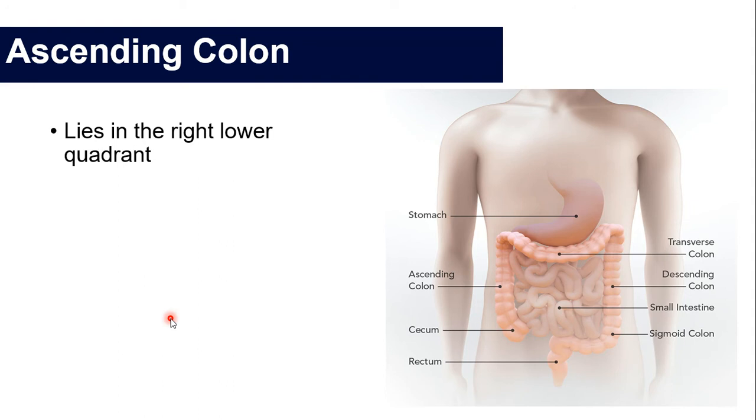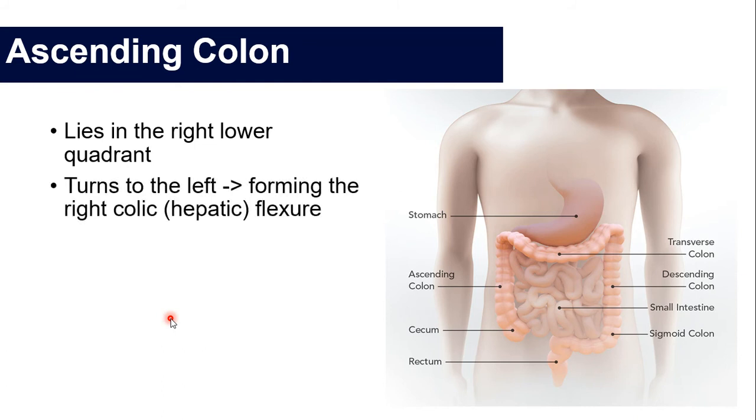extends upward from the cecum to the inferior surface of the right lobe of the liver, where it turns to the left, forming the right colic flexure, also called the hepatic flexure. And it actually becomes continuous with the transverse colon.